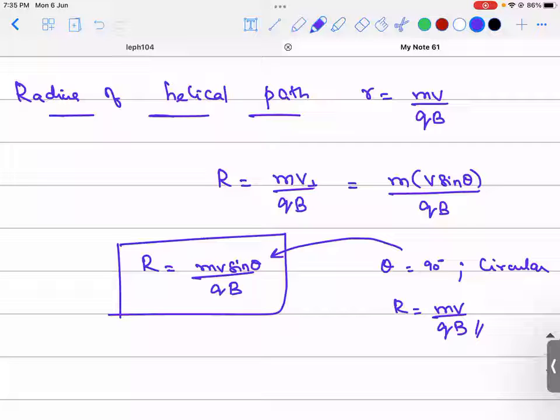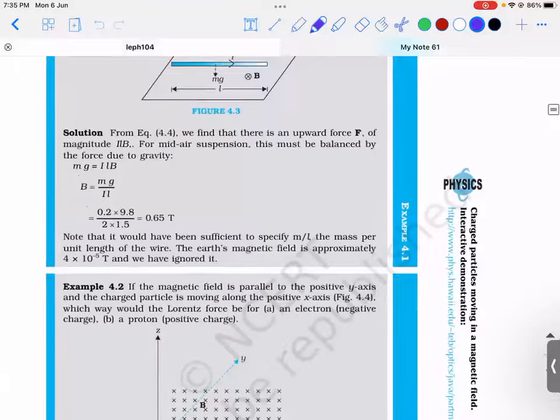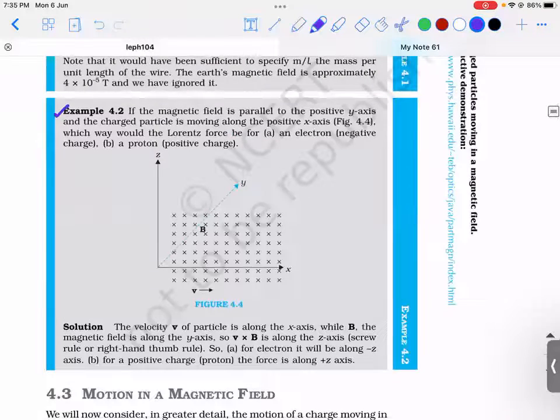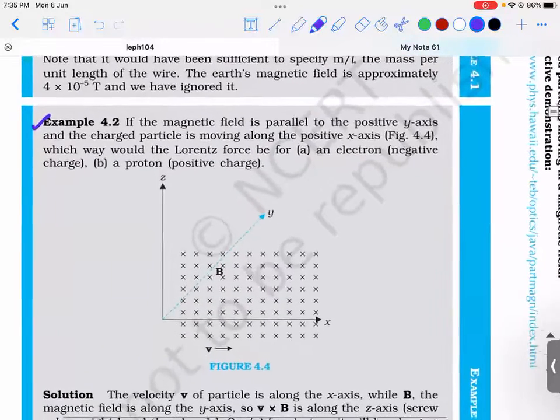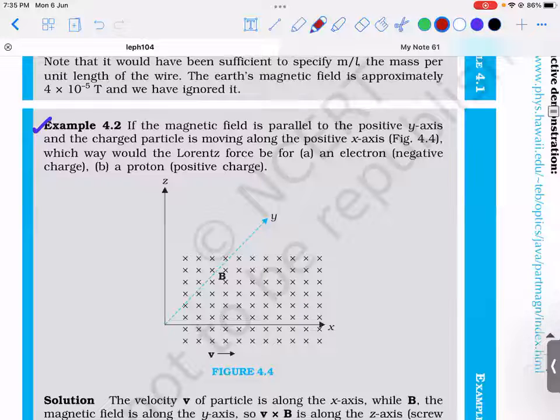Okay. So we'll try out some problems based on this. If you observe example 4.2, they are mentioning the magnetic field is parallel to the positive y-axis, and the charged particle is moving along the positive x-axis. So this is the V vector, this is J cap, this is I cap. Which way would the Lorentz force for an electron and proton act?